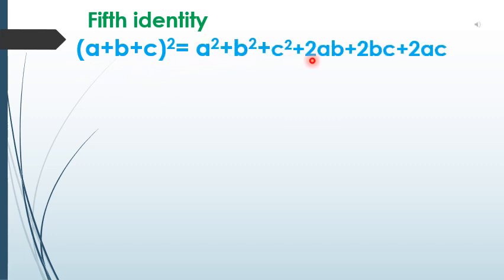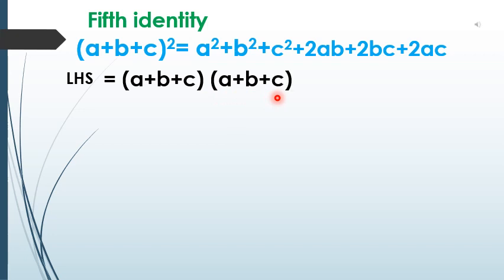Fifth identity: (a plus b plus c) whole square is equal to a square plus b square plus c square plus 2ab plus 2bc plus 2ac. We can write it as (a plus b plus c) into (a plus b plus c). Now we are multiplying trinomial by trinomial. First we will multiply a into this expression, and b into this expression, and c into this expression.